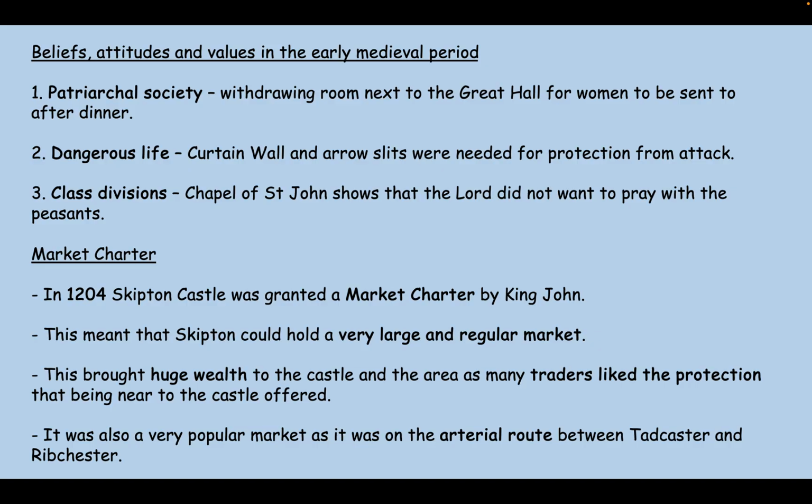John Clifford in 1311 building the curtain wall and the new outer gatehouse tells us that life was dangerous and that they needed additional protection from attack, particularly from the Scottish attackers. The third thing that it tells us is that there's divisions in society. The chapel of St John the Evangelist tells us that Lord Clifford didn't want to pray with the peasants. He wanted a separate place of prayer for him and his family. So again, showing that there's hierarchy in society and there's class divisions.